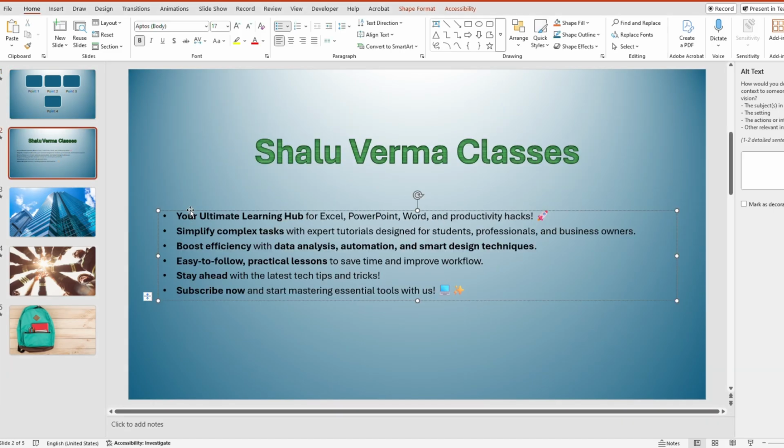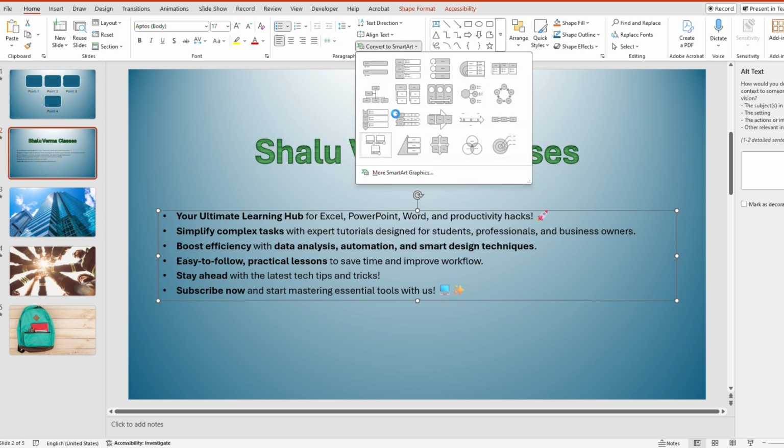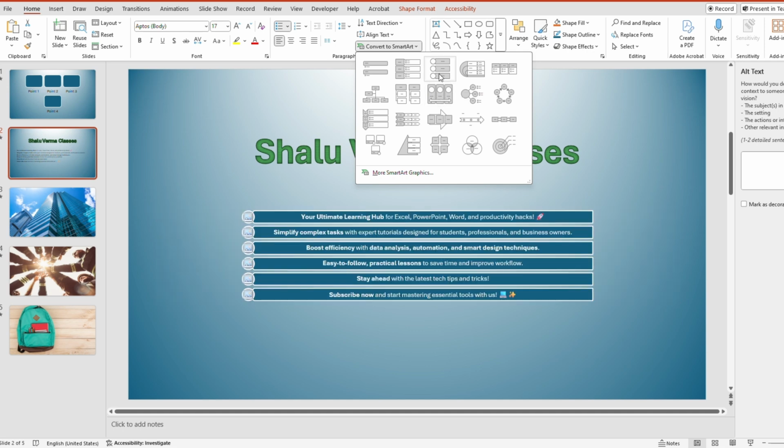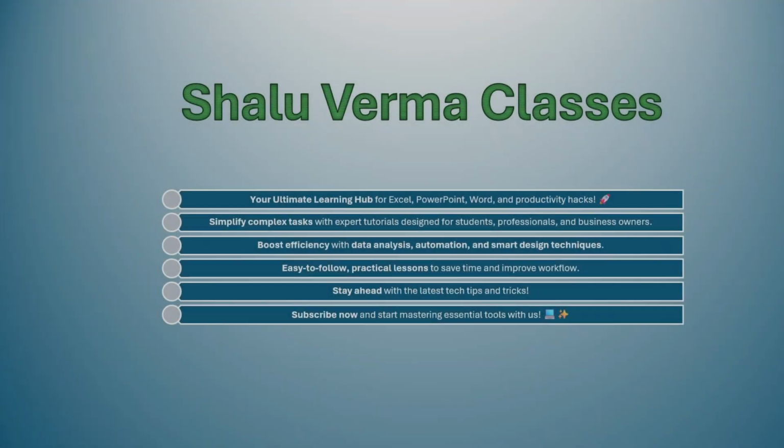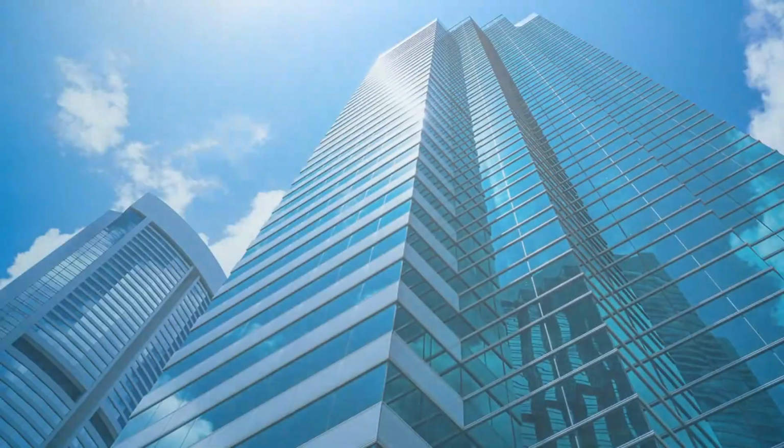Click on the text box that contains the bullet points you want to convert. Go to the Home tab. Find the Convert to SmartArt button in the paragraph group. Click on it and choose a SmartArt style from the drop-down menu. Now your slides will look modern and visually appealing.